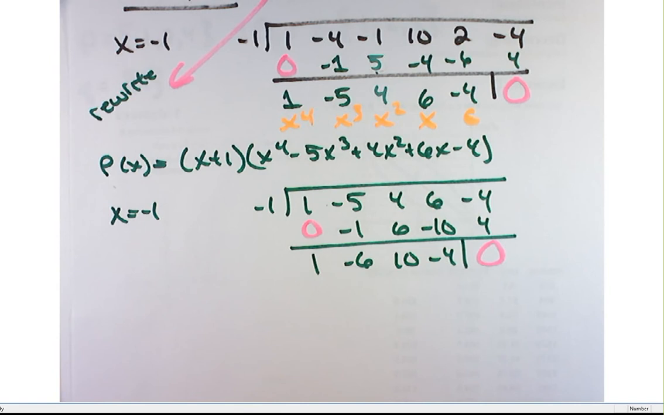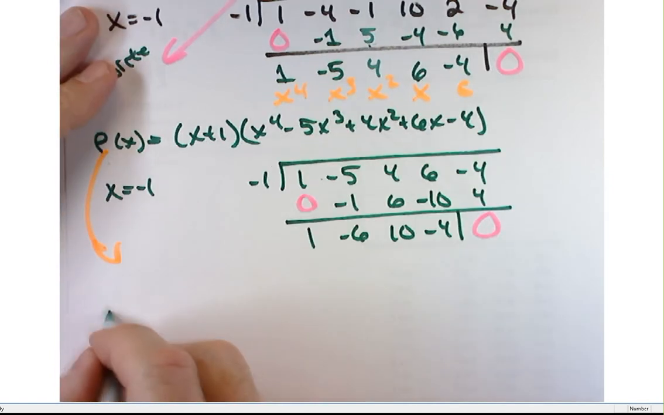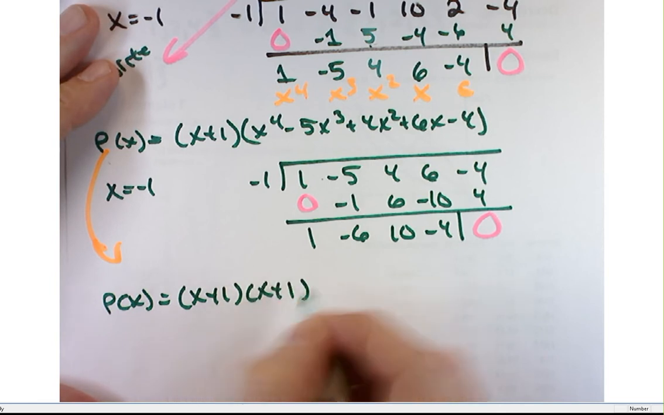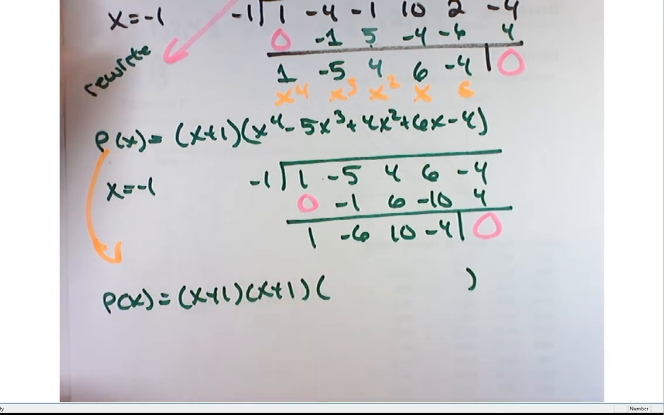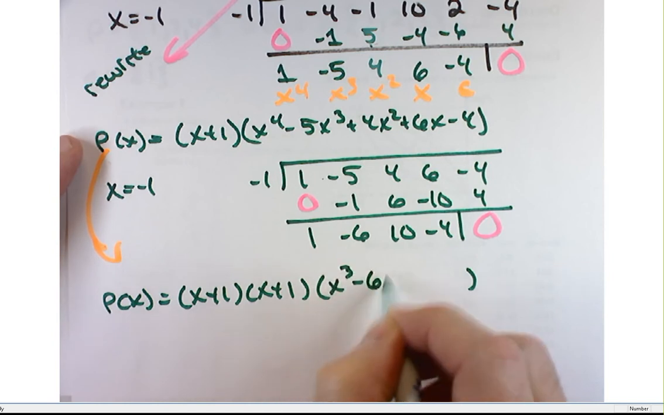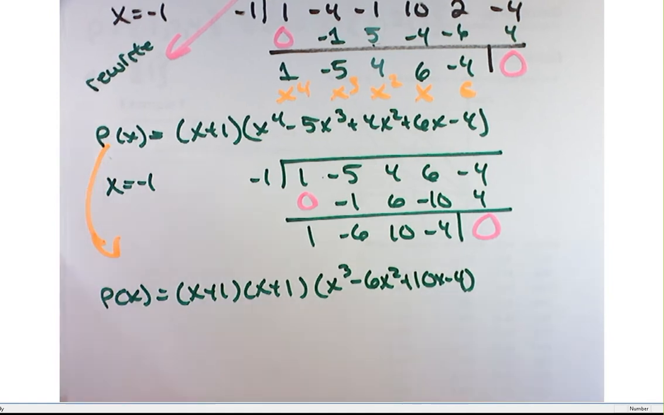So I can rewrite p of x again. P of x is now x plus 1 times x plus 1 times something. What's that something? X cubed minus 6x squared plus 10x minus 4. Perfect. Now, by the way, you probably won't write it as x plus 1 times x plus 1. What's another way to write it? X plus 1 squared. All right.